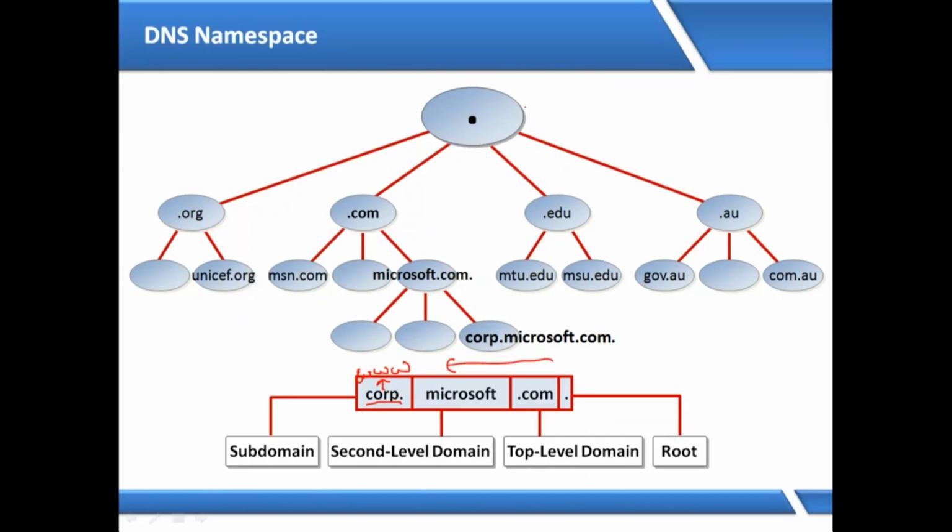First, it will go to the root server. Here this dot represents the root server. Just now I said, how many root servers do we have all over the world? 13. One of them is now in India, in Chennai. This is called the root server. The root server contains the information about top level domains. This is called top level domain: .org, .edu, .com, .au. These are called top level domains.